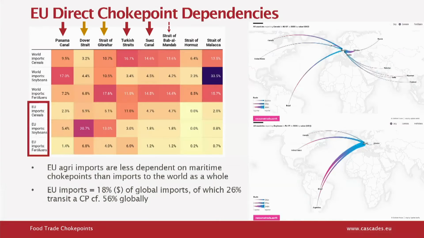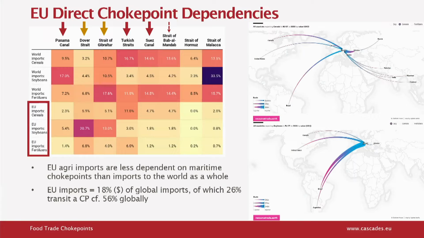Our analysis is focused particularly on what the impact might be to the EU in terms of trade impacts through choke points. As you can see in this heat map, the EU is actually less dependent on the choke points that we identify than the world as a whole. About 18% of global imports, or 80% of the value of global imports, come into the EU, and of those, about 26% transit a choke point, compared with 56% globally. So it is less dependent on routes that transit choke points than the world as a whole.